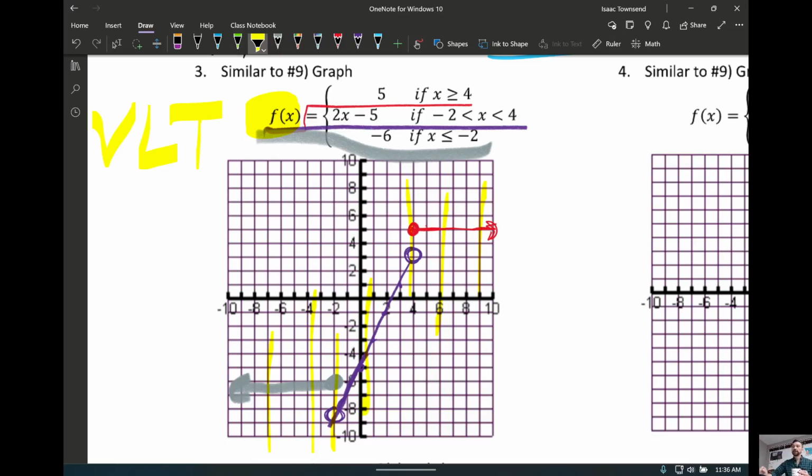Okay, so I really think you just boil it down to that. Graph this, keep this part. Graph this, keep that part, and graph this, keep that part. But is there anything specifically you would like to ask about piecewise?